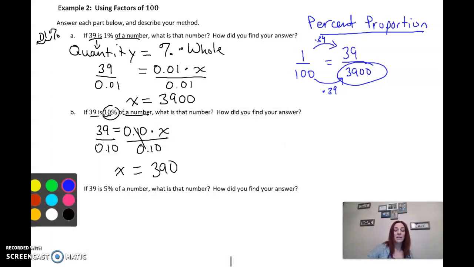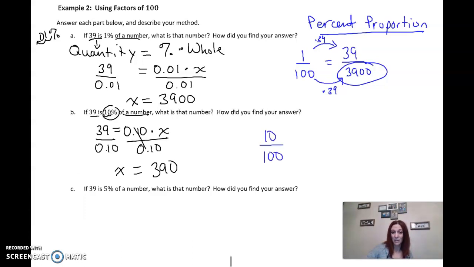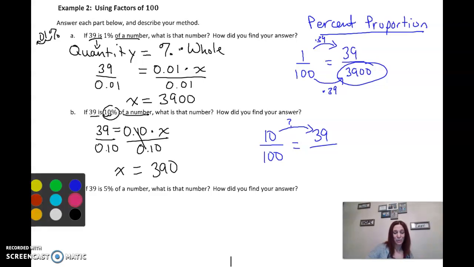Now, again, you could think percent proportion. 10% is 10 per 100. Well, okay, then 39 is 10. I've got to put that here. 39. What did we do to 10 to get 39? Oh, remember what I said? They have to play nice with each other. That doesn't play nice. But I want to show you that there's actually another way we can write this.